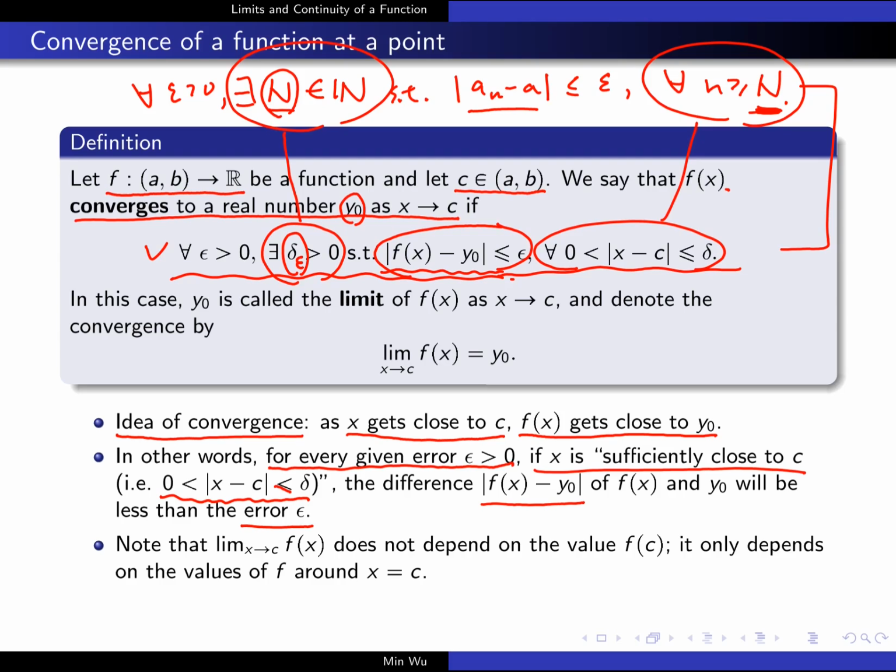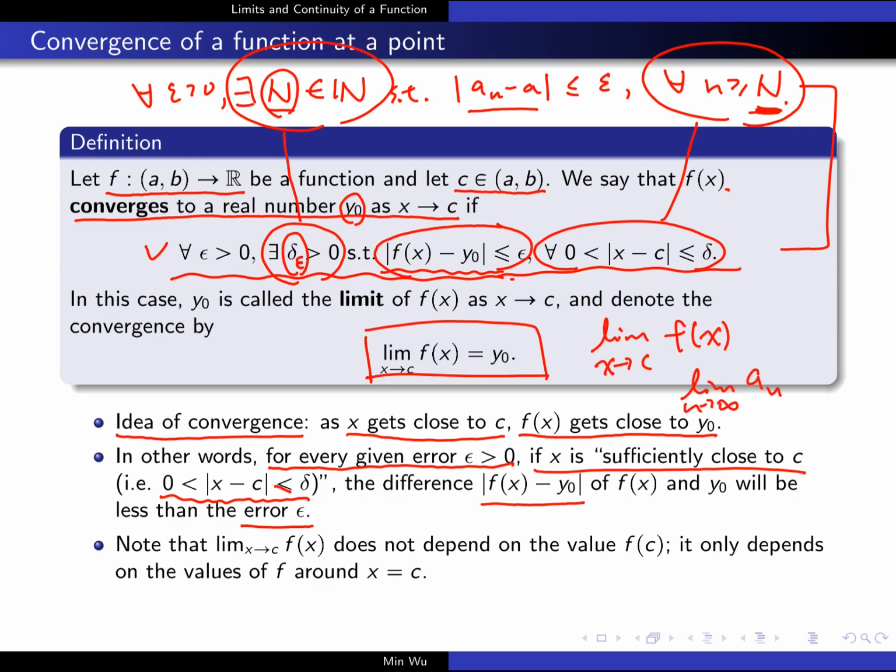Right, so this is basically the formal definition of convergence of a function at a point. And for simplicity, we also introduce this notation: limit as x approaches c of f of x. This is parallel to the concept we talked about in sequences, the limit as n goes to infinity of a_n.